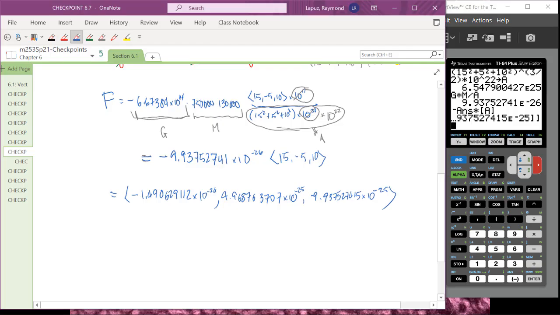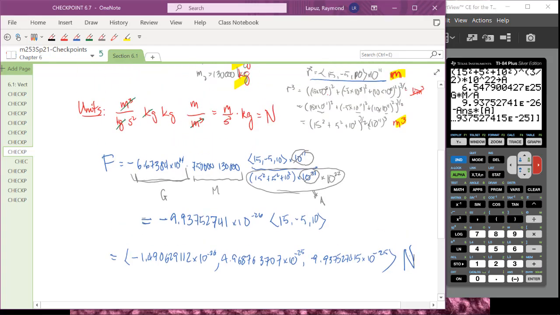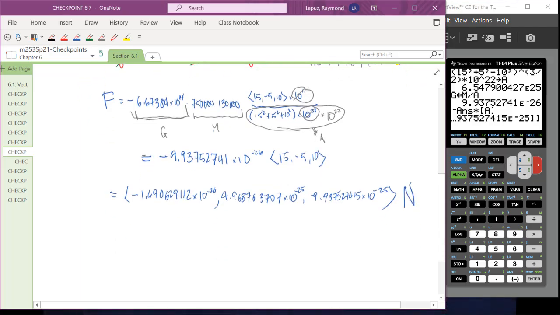Okay, that is the force that we have. It's in newtons, or meters per second squared times kilograms. And so that's the force. That was a lot of computation, a lot of numerical values, and a lot of unit analysis and playing around with scientific notation. But I hope that helps, and good luck.